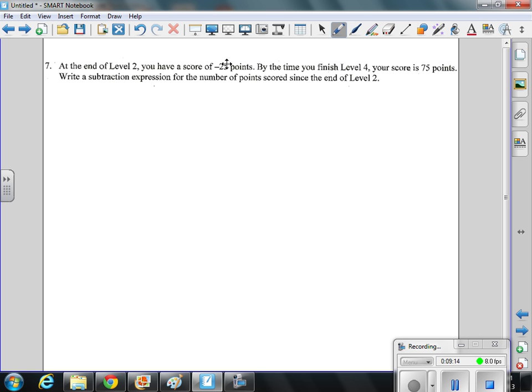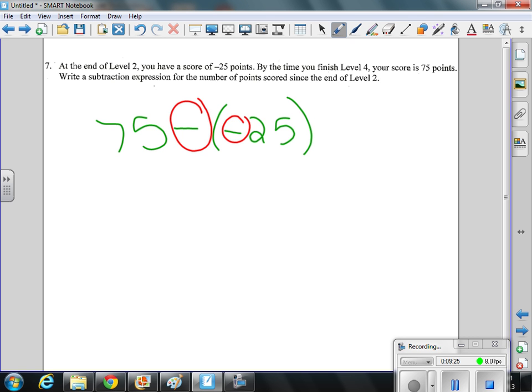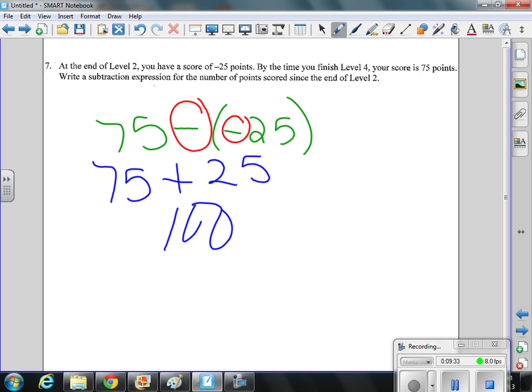So 75 minus negative 25. Remember, minus means to add, it's the opposite. So 75 plus the opposite of negative 25 is positive. So 100 points is my solution.